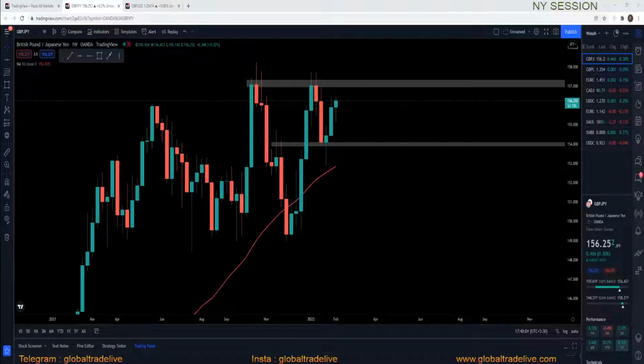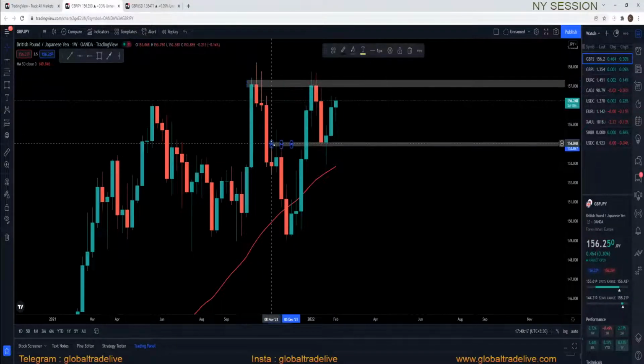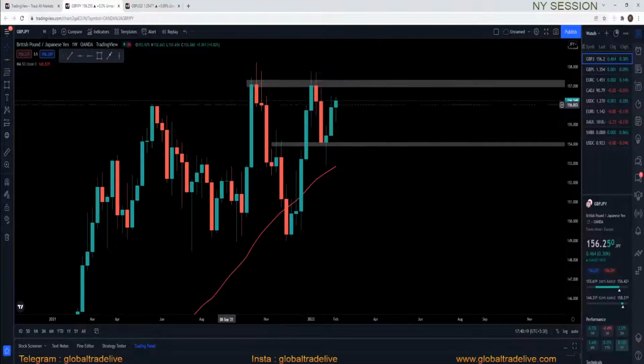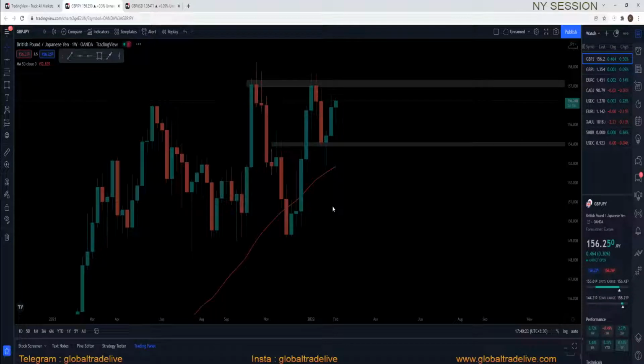So the weekly time frame is also bullish, right? Now we know what the weekly is doing and what the monthly is doing. We are going to write those things down because they are going to help us make good decisions.